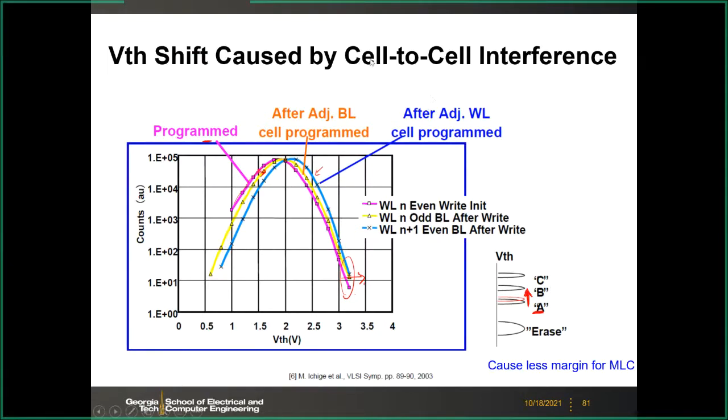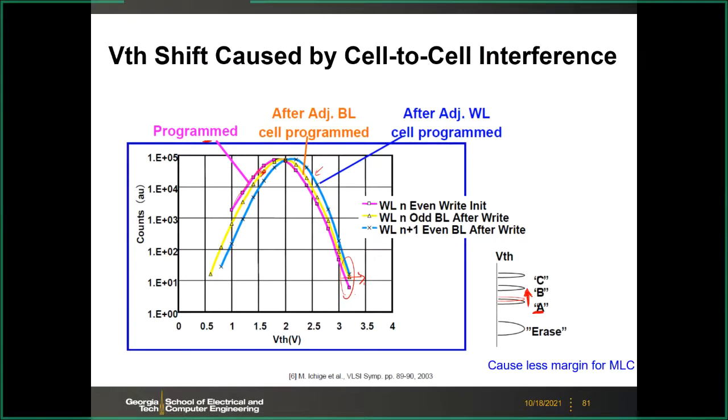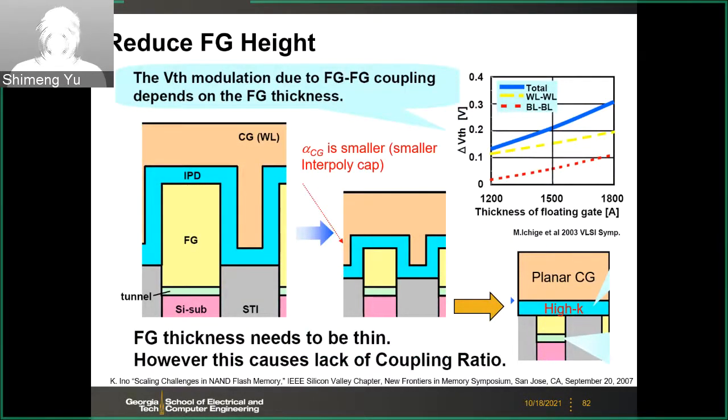As we scale, this coupling becomes stronger. That means the shift will become larger. So this is one of the major limitations for us to scale to around 10 nanometer dimensions in two-dimensional space. So there are some strategies to reduce this coupling effect.